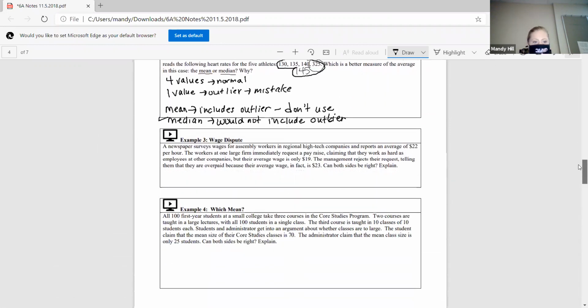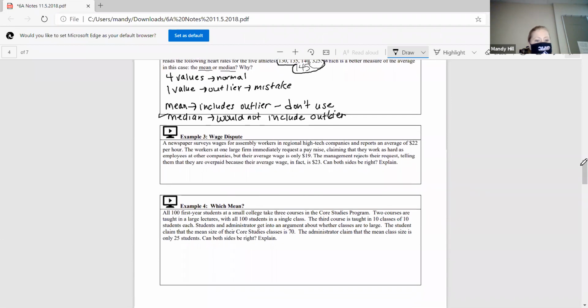Look at the second one. A newspaper surveys wages for assembly workers in regional high-tech companies and reports an average of $22 per hour. Okay, the workers at one large firm immediately request a pay raise, claiming that they work as hard as the employees at other companies, but their average wage is only $19. The management rejects their request, telling them they are overpaid because their average wage is in fact $23. Can both sides be right?